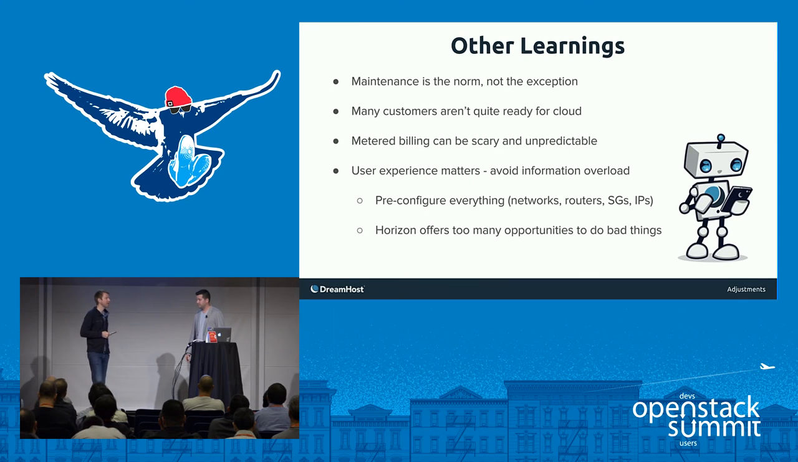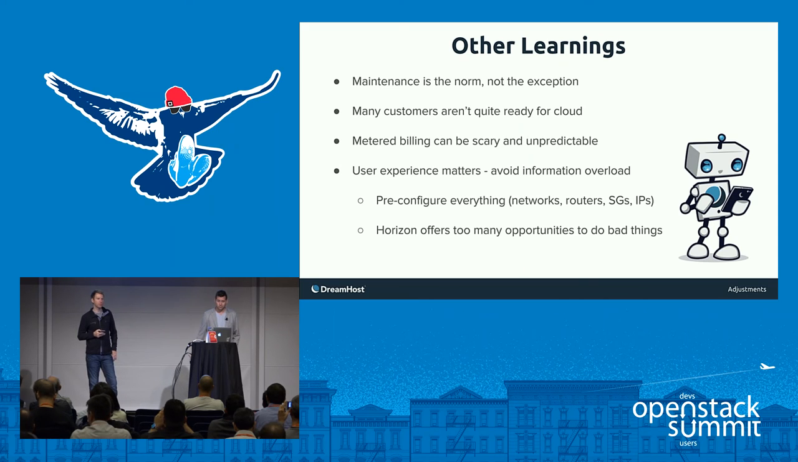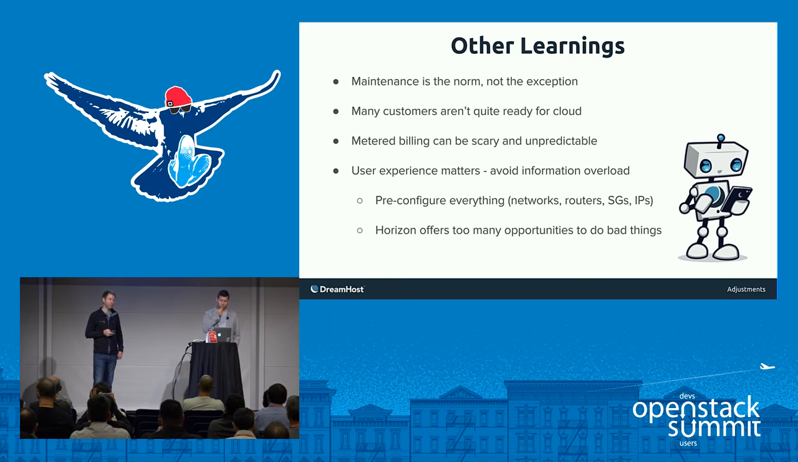I've got something in here about other learnings. These are more product-related learnings, I would say. One of the things that we try to do is make maintenance the norm and not the exception. Maintenance should not be a big event. It shouldn't be a customer downtime event. It's just something that's going on. And live migration has been immensely helpful with this as well.